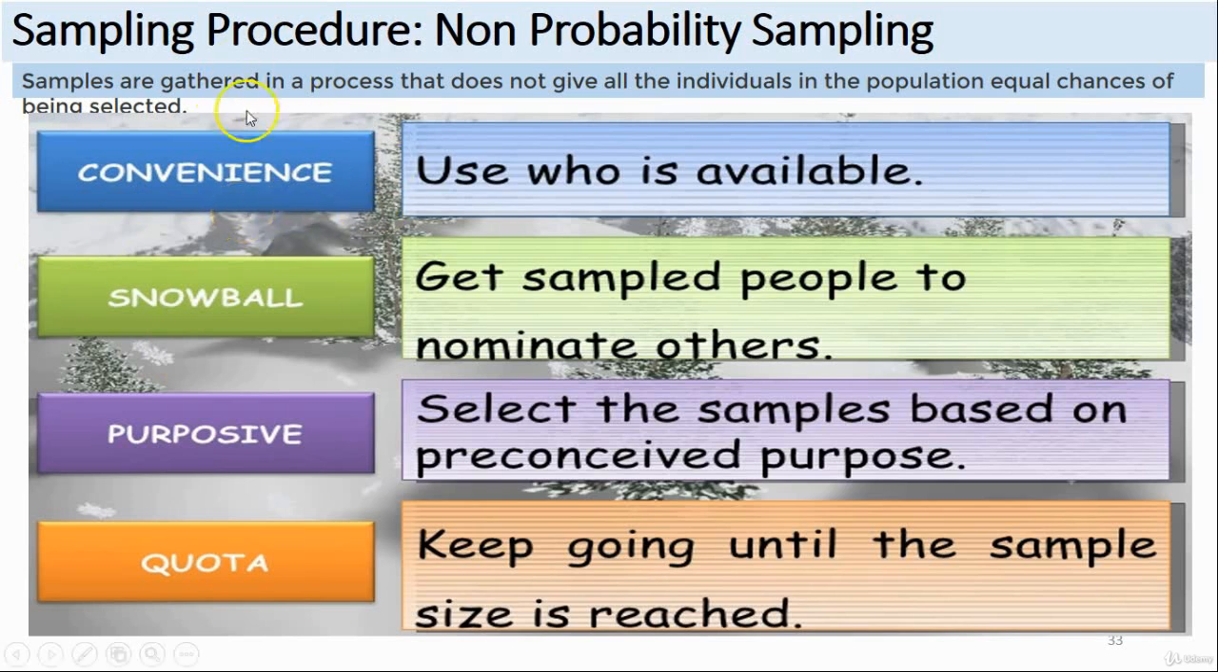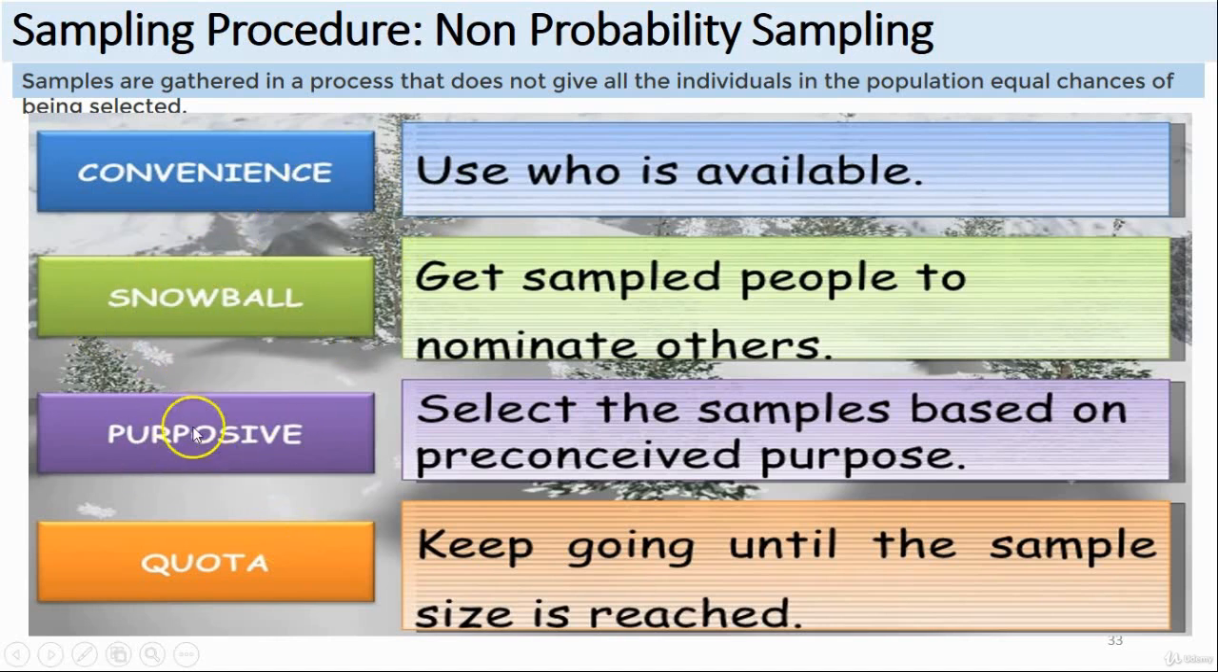Purpose: if you have some kind of pre-concept or pre-idea through which you select, this is called purposive sampling. Quota: keep on taking by any one of these three until your upper limit is reached.